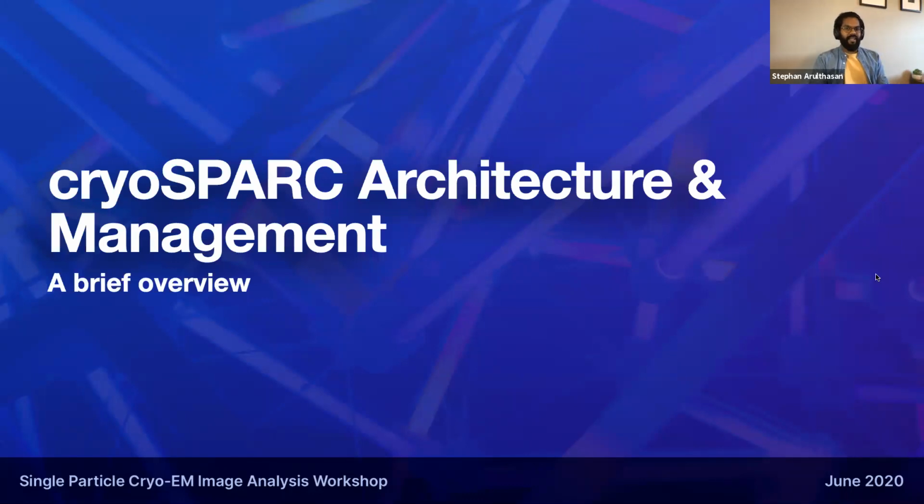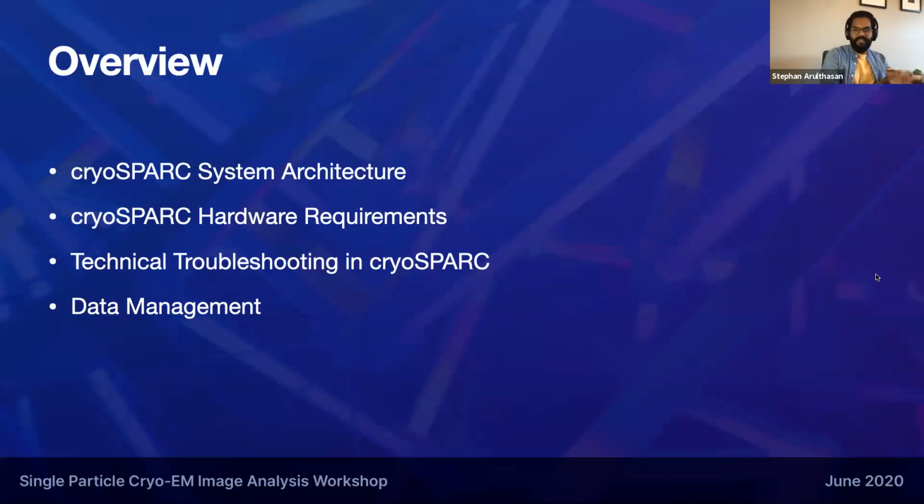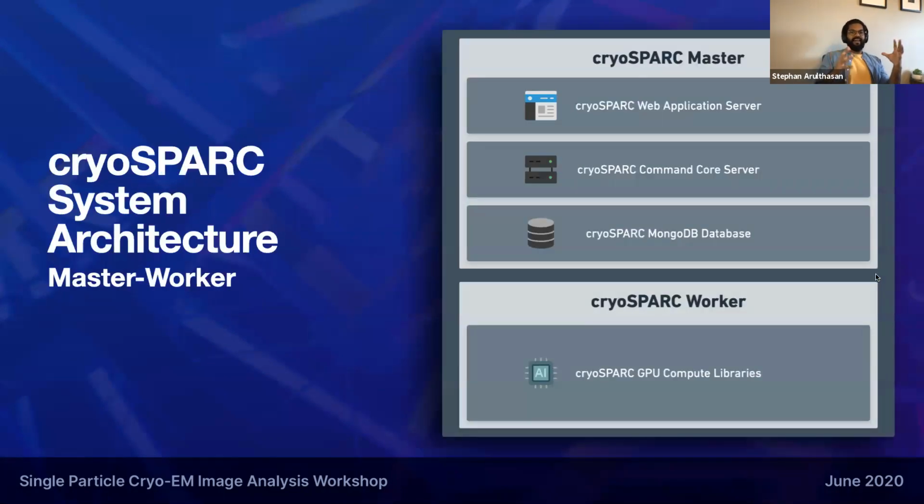Today I'm going to be briefly speaking about CryoSPARC's architecture, some hardware considerations, technical troubleshooting in CryoSPARC, and data management. So CryoSPARC at a high level can be split into two different modules, the master and the worker. The master is a single module that is made up of a few different services. First, the Python server we like to call command core. This API server schedules jobs and interacts with the MongoDB database, which holds all metadata in CryoSPARC.